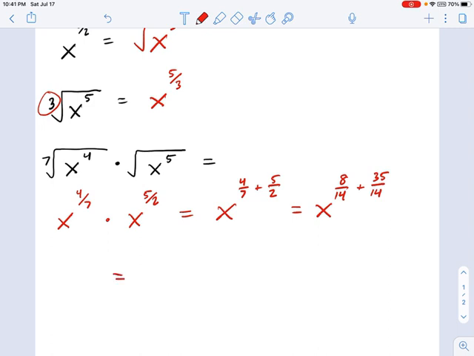8 plus 35 is 43, and of course it's 43/14, which we can turn back into radical form like this. We say, well, that's x to the 43rd power. It's kind of big. And the 14th root of that.